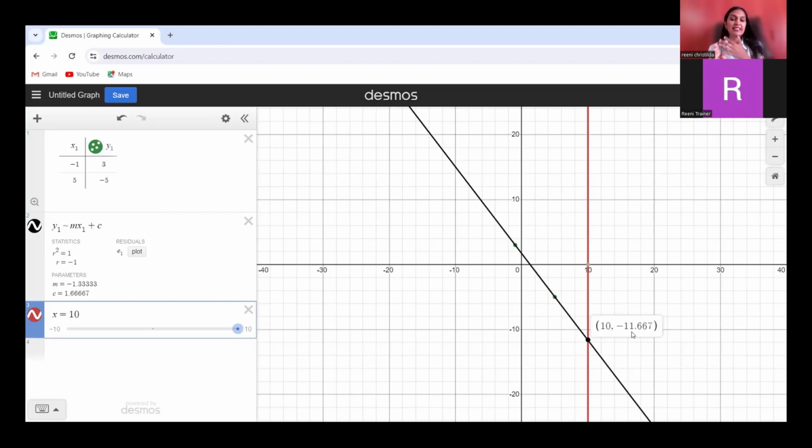It is really worth practicing, because by the time you come to the mock test, you'll be very used to Desmos, and it will save you a lot of time. It will save you a lot of careless mistakes also.